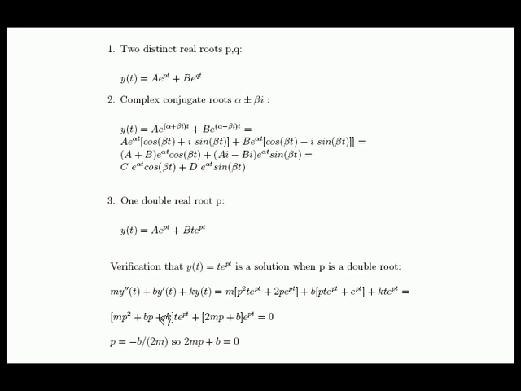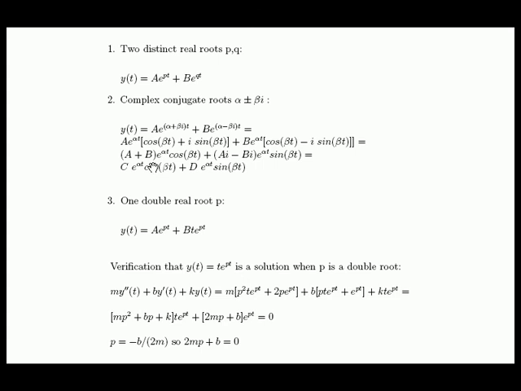Collect all the t e to the pt's together, and you have mp squared plus bp plus k, which is 0 because p is the root of exactly that quadratic. And get the e to the pt's together. Its coefficient is 2mp plus b. Now that's also 0. Why? Because since the discriminant is 0, p is just minus b plus or minus 0 over 2m, so 2mp plus b is 0. So both of these are 0. So for all t, this is also a solution, and that's not just a multiple of that, so there's your general solution. So three cases: if you have a double real root, e to the pt and t e to the pt are the two solutions.